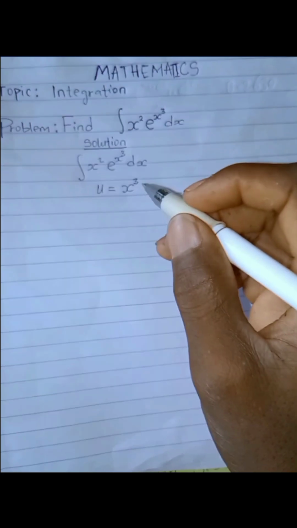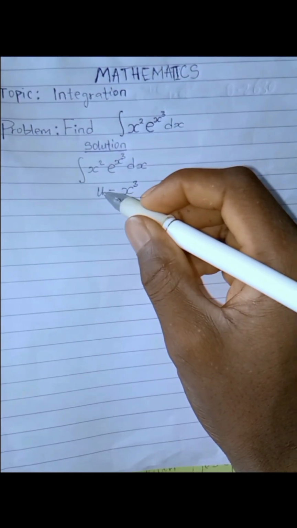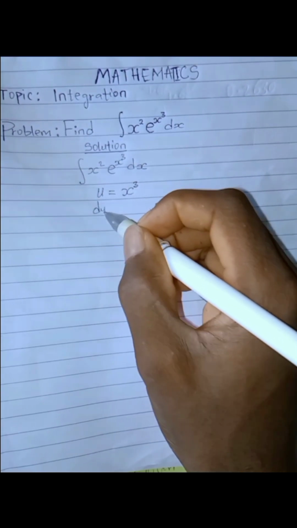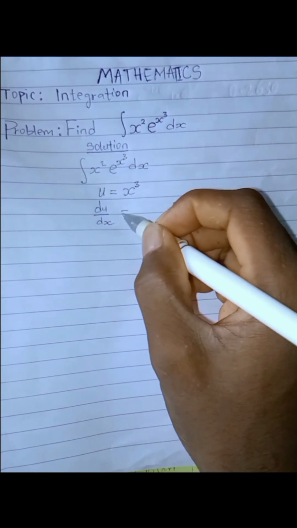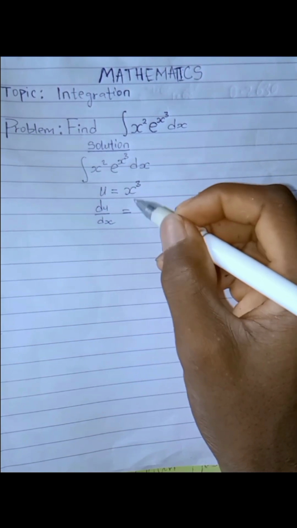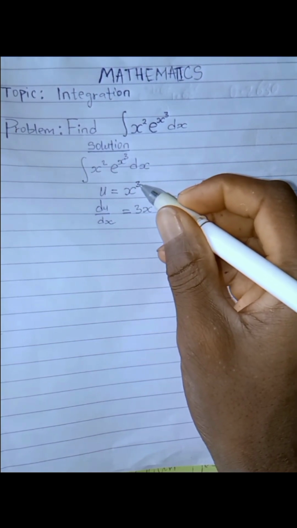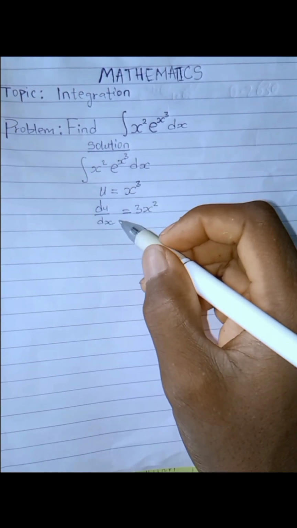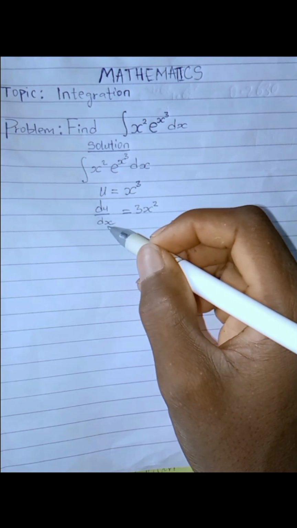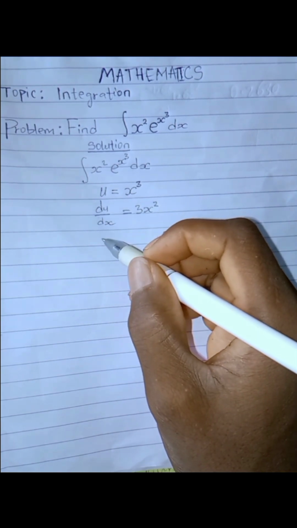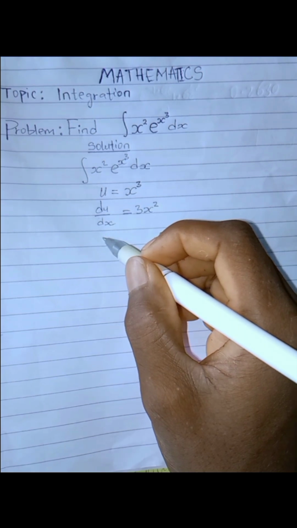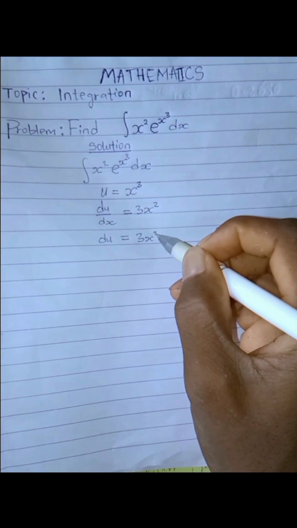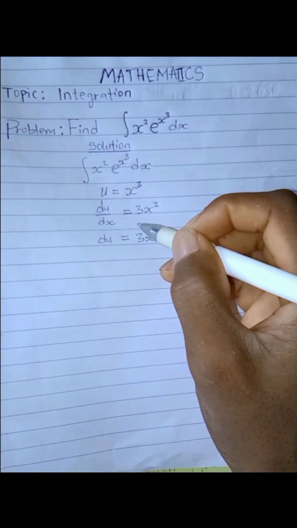The next step now is to differentiate U with respect to x. So you now have that du over dx is equal to what? When you differentiate this, the power comes down, 3x raised to the power 3 minus 1, to give us 3x squared. Now the next thing from here is to make dx the subject of the formula. Here we have that du equals 3x squared dx, because we cross multiplied here.